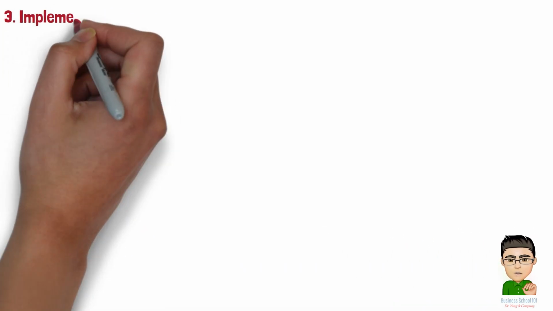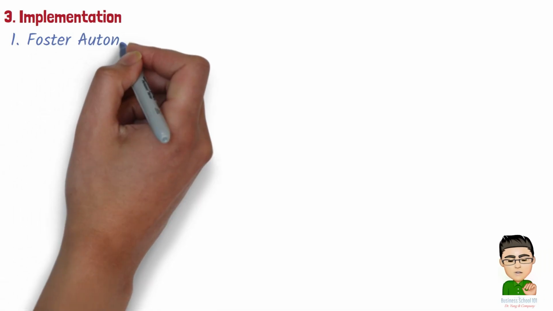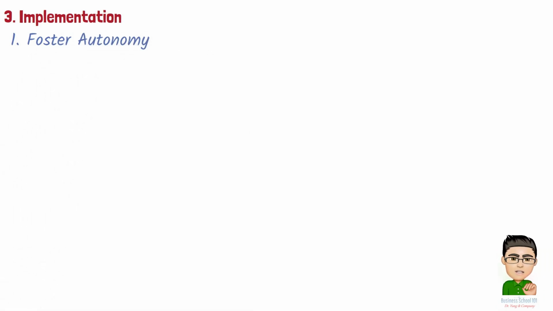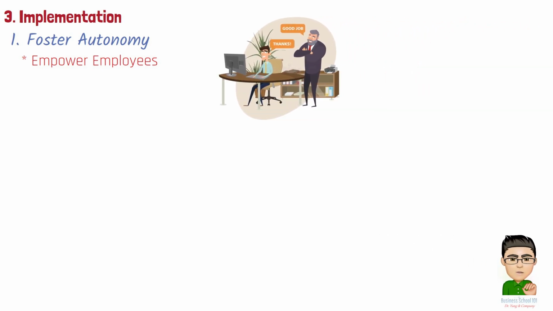Section 3. Implementation. Here are several ways for managers to apply the self-determination theory in a work setting. First, foster autonomy. Managers can do the following to foster autonomy. Number 1. Empower employees. Give employees the autonomy to make decisions related to their work when appropriate. Allow them to have a say in setting their goals and choosing how to achieve them.